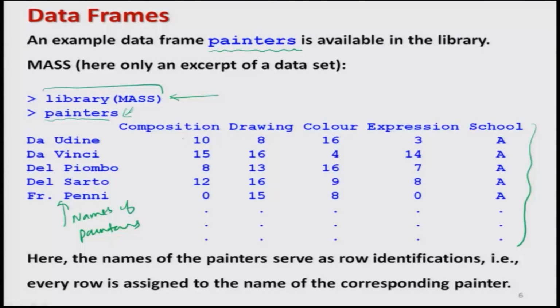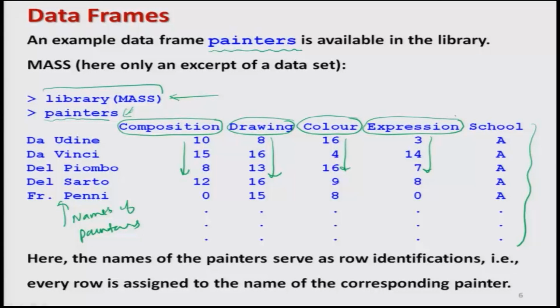And here this is information on composition. Here is some data on their drawing. Here there is some data on color. In this column the data is on another variable, expression, and here there is another variable in which they give the information on school. The schools are categorized as school A, school B, school C and so on. So you can see what is now happening.